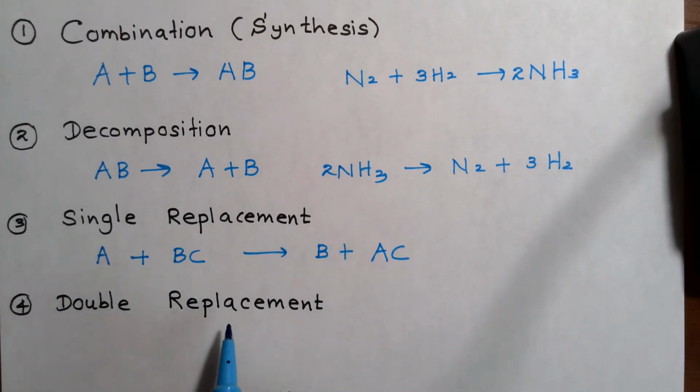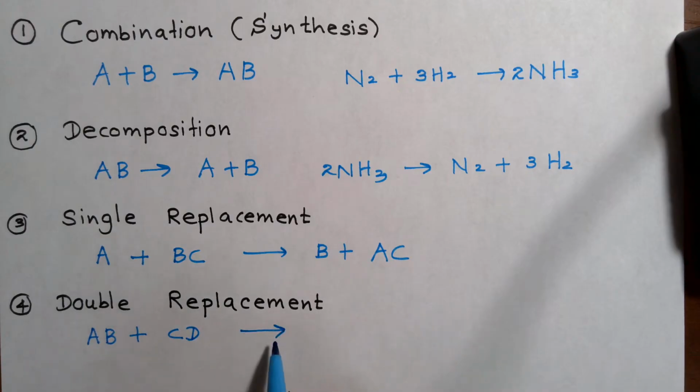Double replacement. Double means two. Two places replaced here. The general format is two compounds interchange, exchange their cations and anions to make new compounds. For example, if we consider AB reacting with CD, two compounds, the A goes and joins with D forming AD, plus B goes and joins with C. They are exchanging their cations and anions.